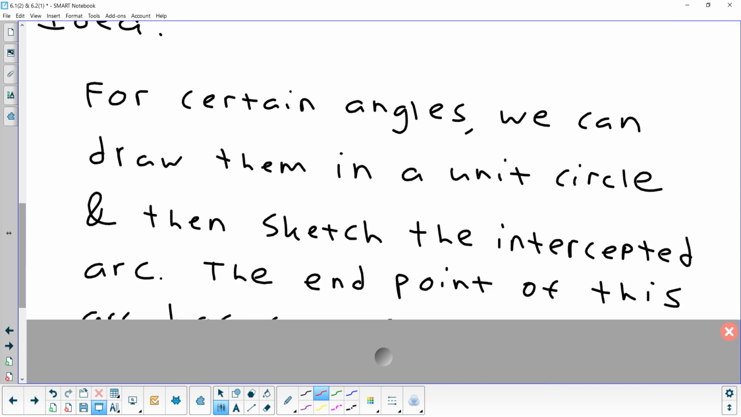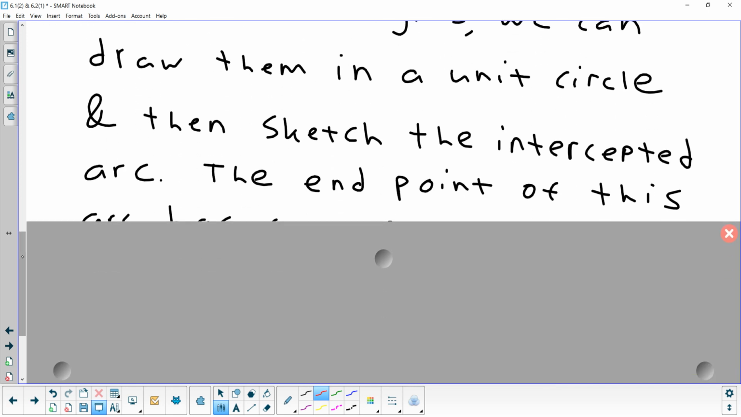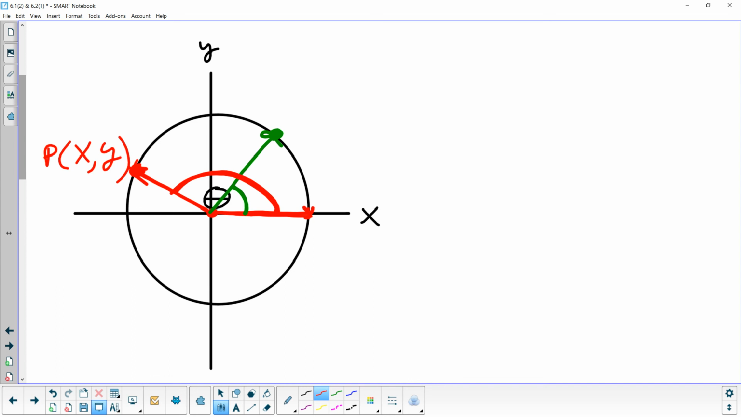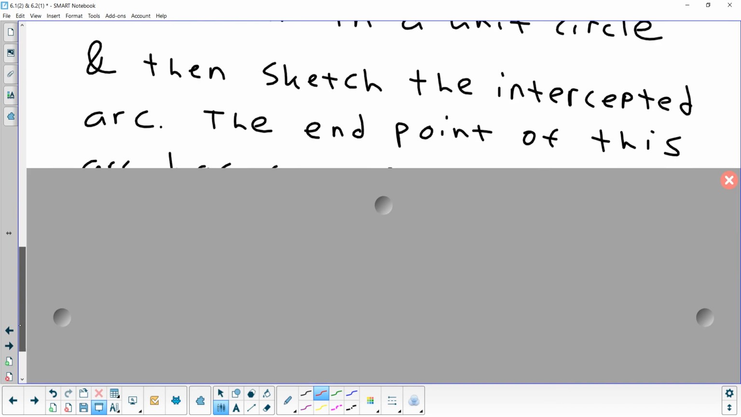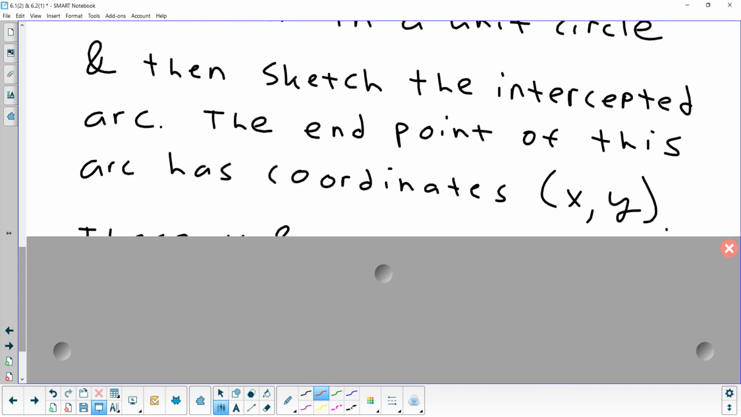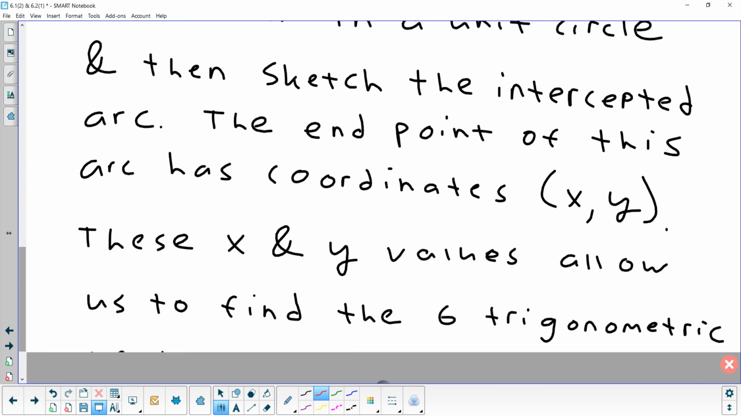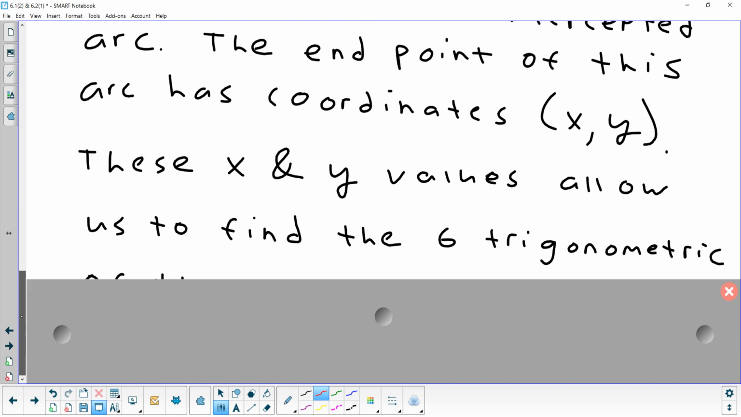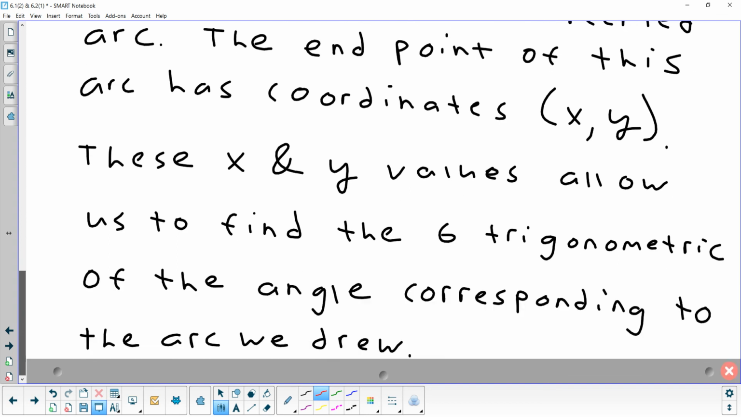So for certain angles, again, multiples of 30 and 45, we can draw them in a unit circle, and then we can sketch that arc, just like this. Well, that arc is going to hit the terminal side of the angle at a coordinate. The end point of that arc is where the terminal side hits the circle, and that's the goal of what we need to find, the x and the y. Those two values, the x value and the y value, will allow you to find all 6 trig functions. We're going to learn what those are in a minute. But if you can't figure out the coordinate, then you're not going to be able to do unit circle trig.